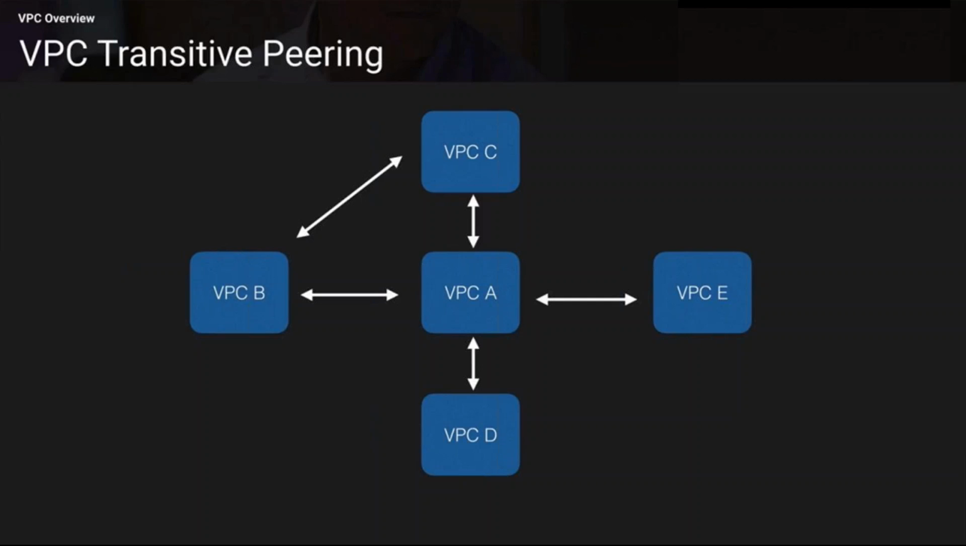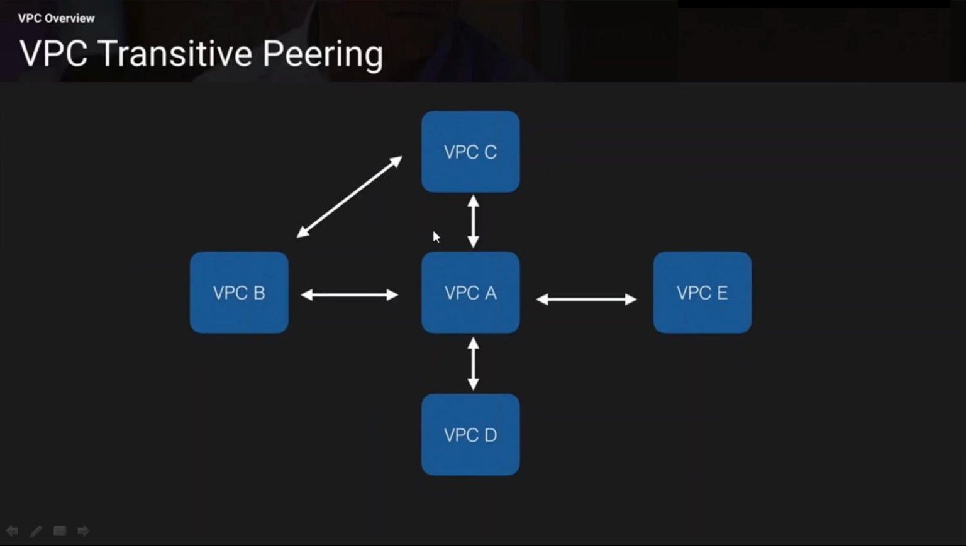Now let's say VPC B wants to talk to VPC C. Is it possible to send the traffic via VPC A? No. VPC doesn't support transitive peering. Sending the traffic from VPC B to VPC C via VPC A is called transitive peering, and transitive peering is never supported by Amazon. So we'll have to create a manual connection between VPC B and VPC C.